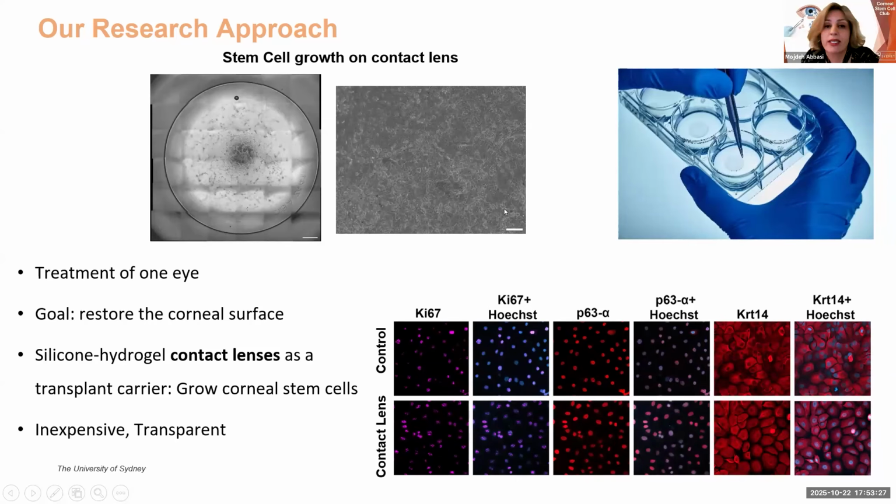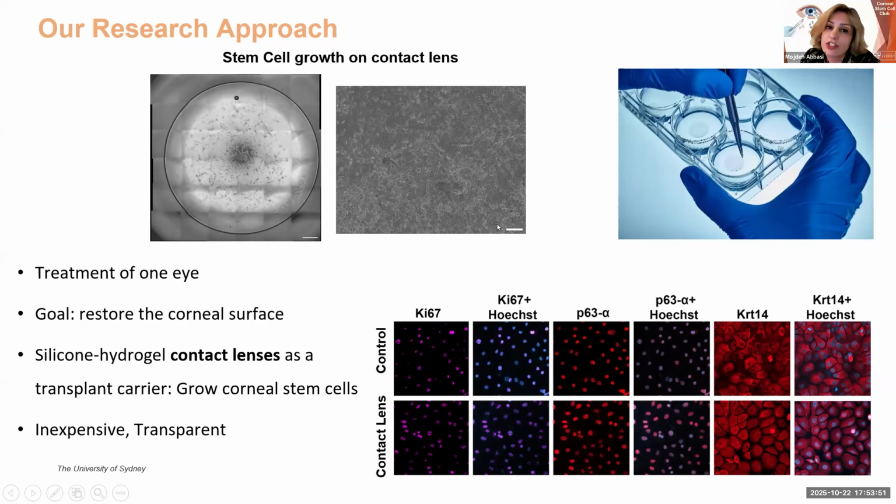And more importantly, we have shown that the cells, when growing on the contact lenses, can maintain their stemness, their properties. Here you can appreciate that the proteins that exist in stem cells under normal conditions have similar patterns when they are growing on contact lenses.